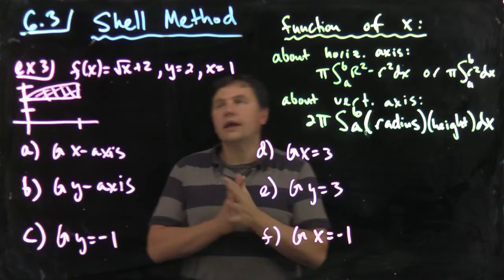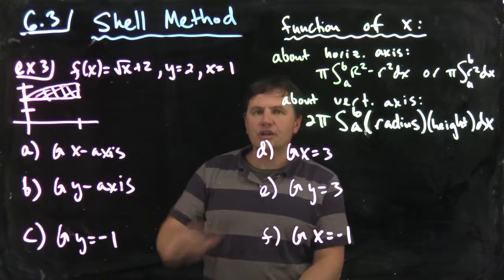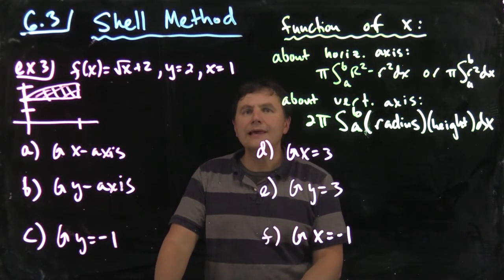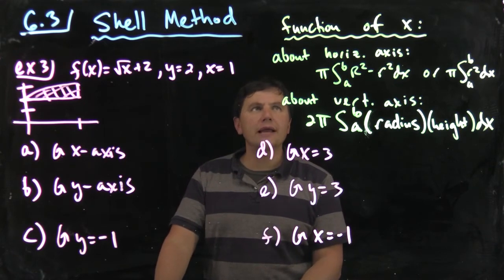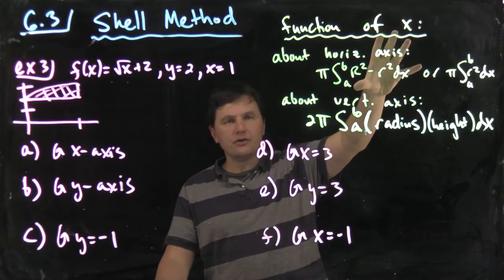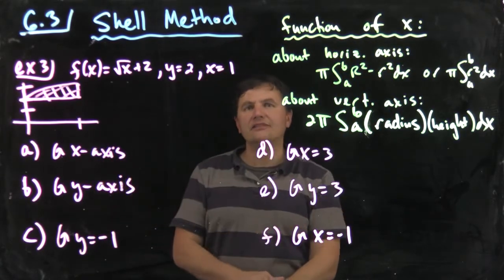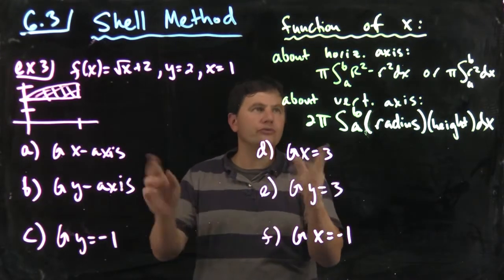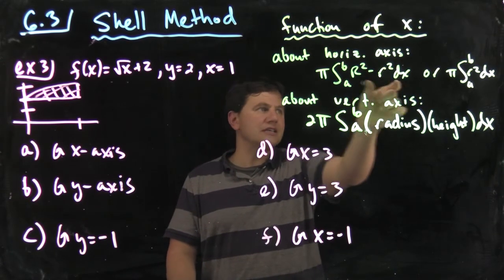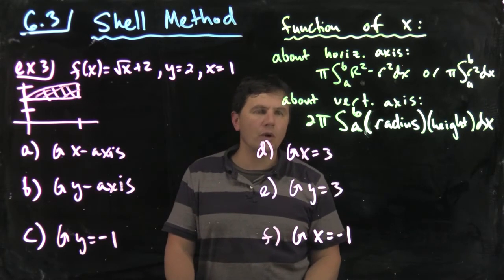For this last example here, we are going to take our region and rotate it about all sorts of axes, both vertical and horizontal. It's important to keep this straight. Once you wrap your brain around it, it's not too bad. Now mind you, I'm talking about a function of x here. So if we rotate a function of x around a horizontal line, like the x-axis or y equals 3 or something like that, we're going to use the washer method if it has a hole in the cross-section, or we're going to use the disk method if it doesn't have a hole.